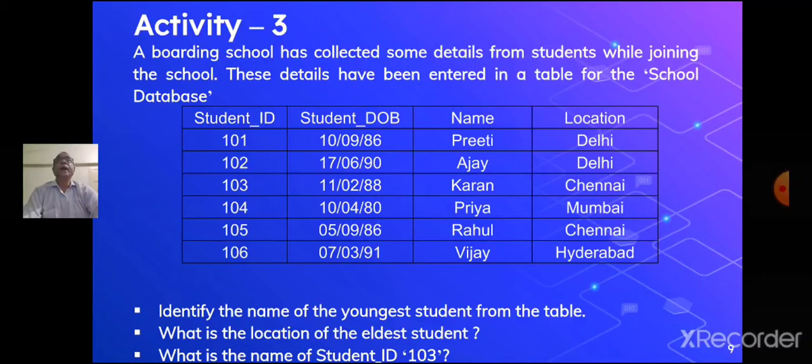On the same lines, you have to understand the data given in the table under activity 3. This will be your assignment work.